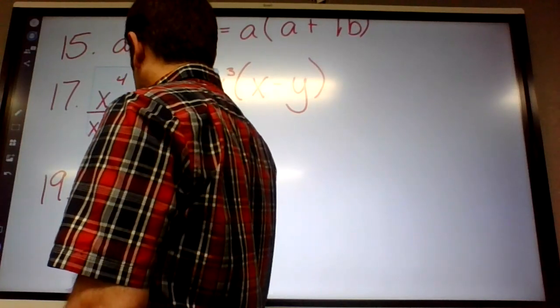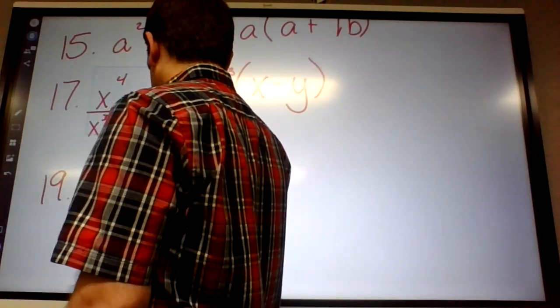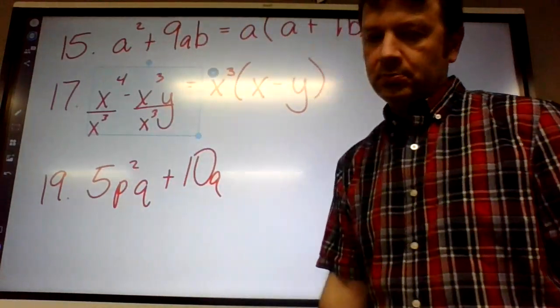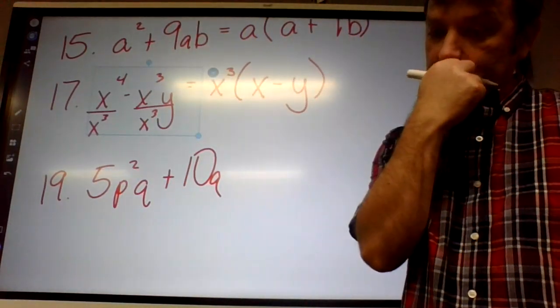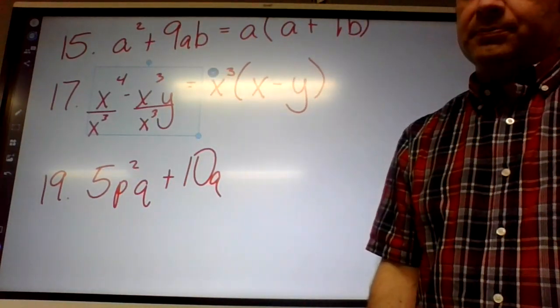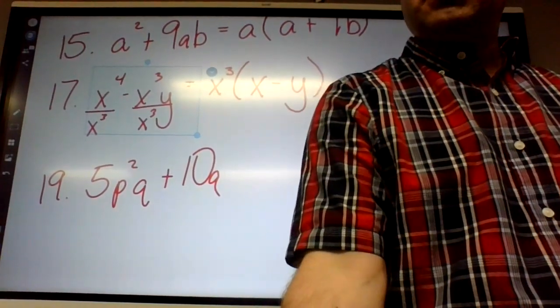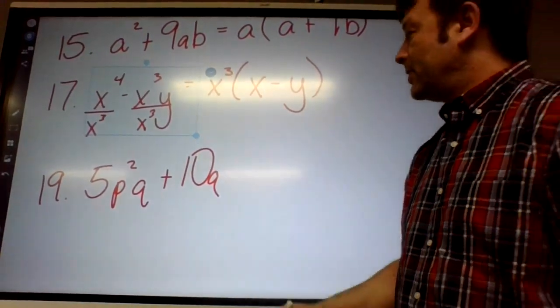What if, like on number 20, it says P squared Q and then PQ squared, would it just be PQ that you take out? Yeah. They both have at least a P, they both have at least a Q. And they both have at least 5. Alright.